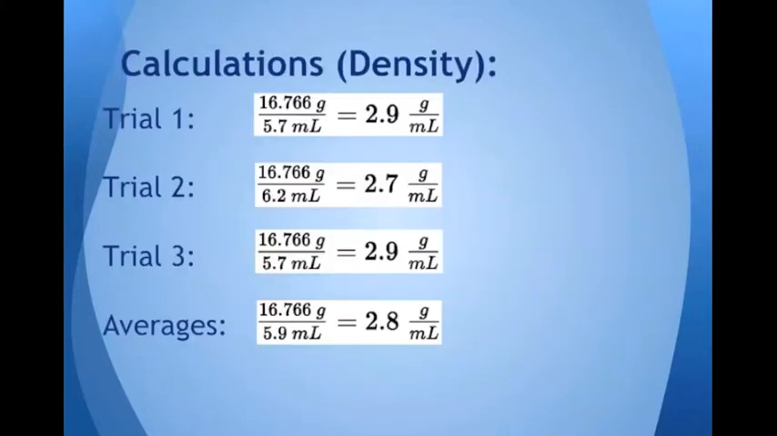So here we have our calculations for density. As you can see, these calculations are very quick and simple, just one division problem, and the values that we obtained are about 2.9, 2.8 grams per milliliter.